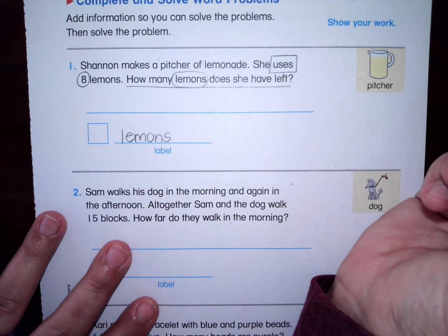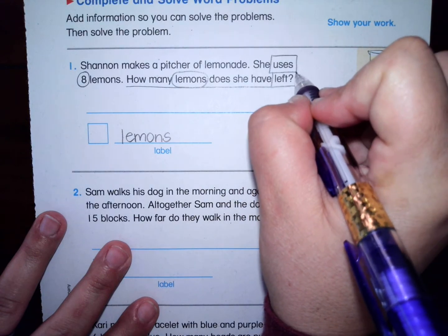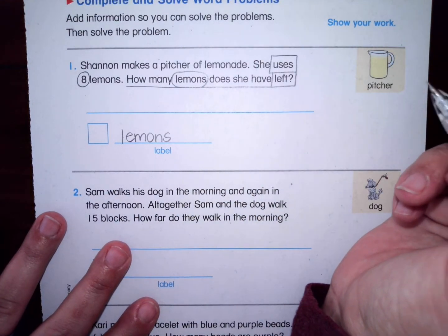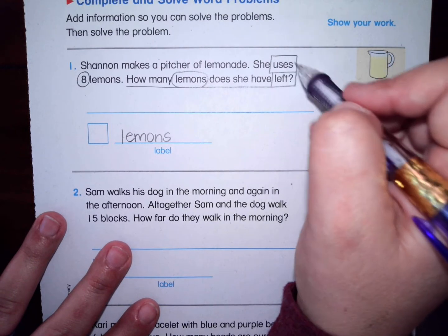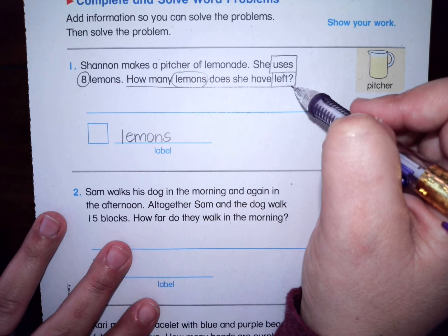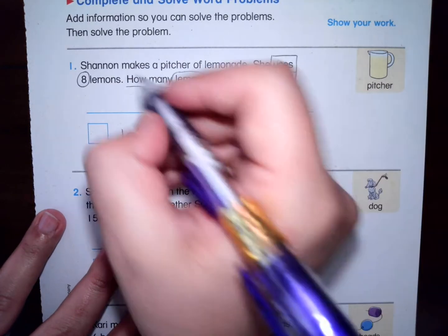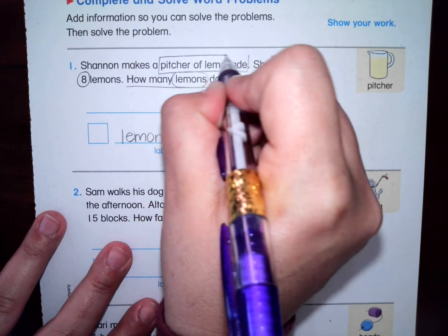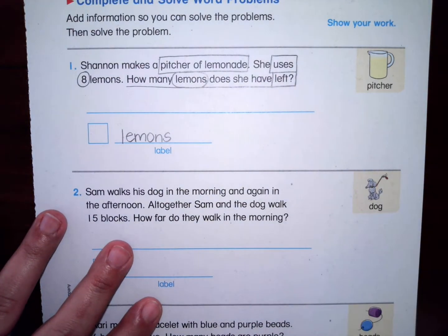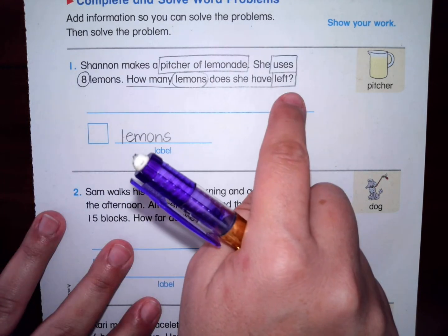uses, so that tells me I'm going to be sort of subtracting. How many does she have left? That tells me that I'm missing a partner. So she's using 8. She's missing a partner, or she's trying to find the other partner. I'm going to put a box around this pitcher of lemonade. Okay, so that's telling us that she's starting with a big number of lemons, and then she's using 8, and we're trying to figure out how many does she have left.